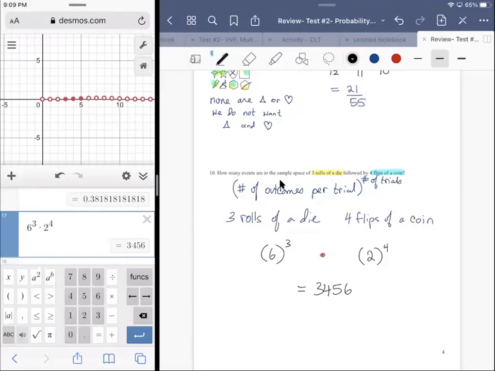I need to get a good grade on this because I sucked the first test, please. Yeah, there you go. But we'll get you there.